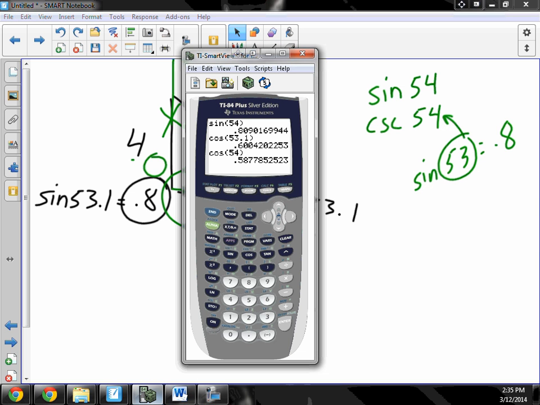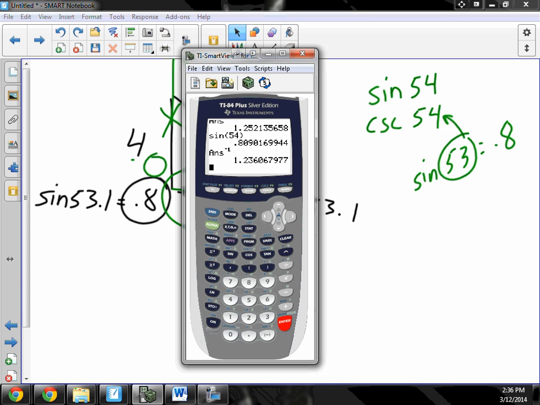So the sine of 53, reciprocate it, 1.25, we already knew that. Sine of 54, reciprocate that, and it went down. We went from 1.25 to 1.23.